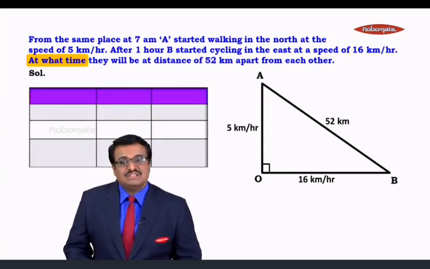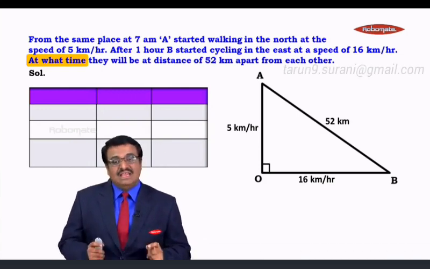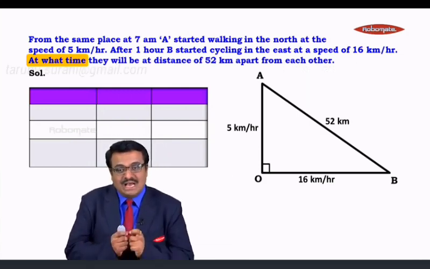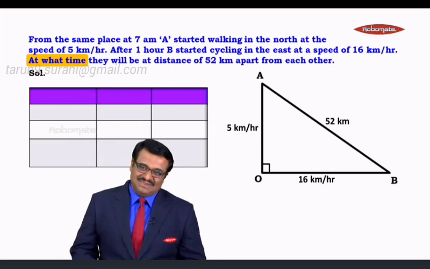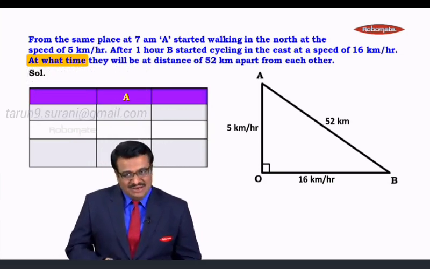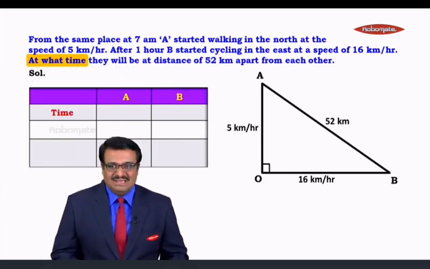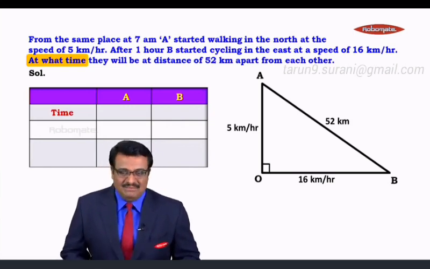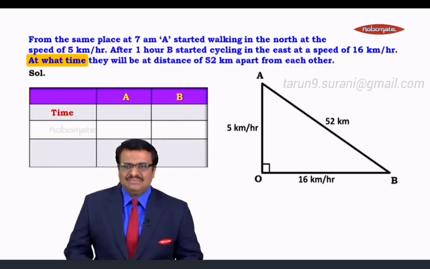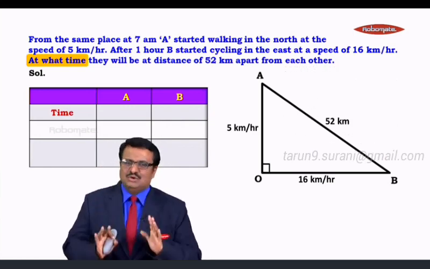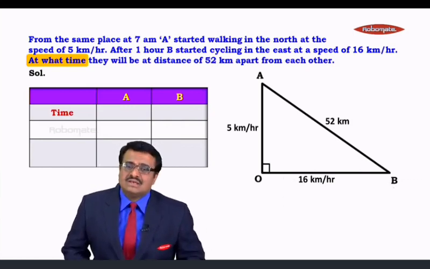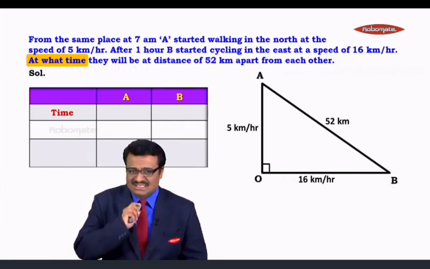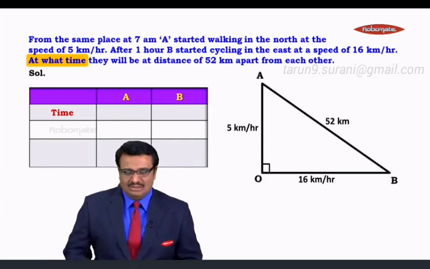Now the question asked is time. At what time will they be at a distance of 52 kilometers apart from each other? Okay. Now there is one A in this sum and there is a B in this sum, right? The question is about time. Now suppose, let us assume at 11 o'clock they are at a distance of 52 kilometers apart from each other, right? At 11 o'clock.